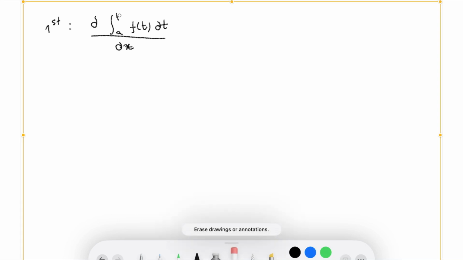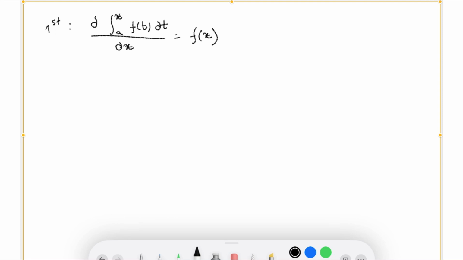So the first theorem says that the derivative of the integral from a to x of f(t) dt, with respect to x, because x is our variable, will be f of x.